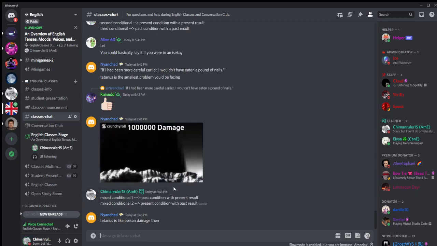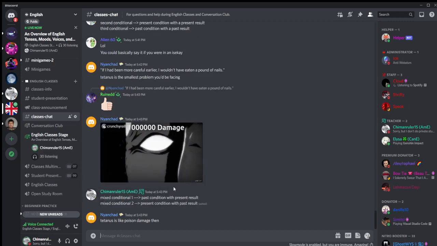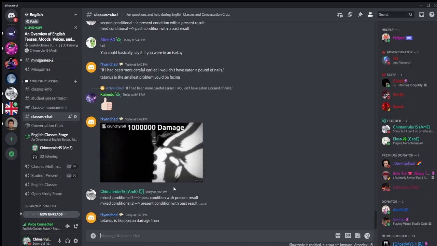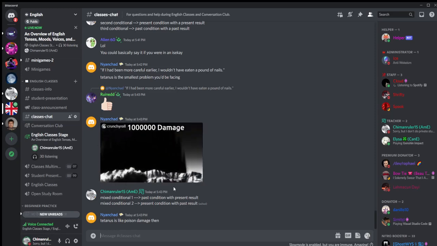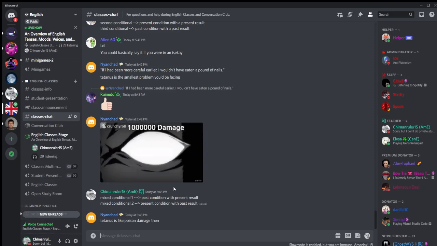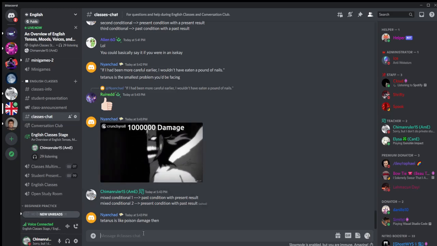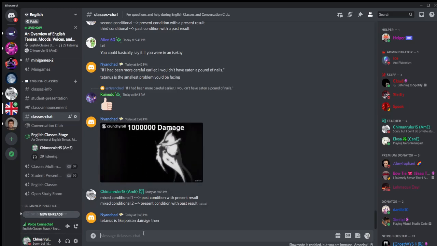A mixed conditional 2 would be present condition with the past result. And some websites might say that mixed conditional 1 is just present condition with past result, mixed conditional 2 would be past condition with present result. I don't care how you classify these, it doesn't matter. Either way, you have 2 mixed conditionals. So regarding mixed conditional number 1, what's the example of that?